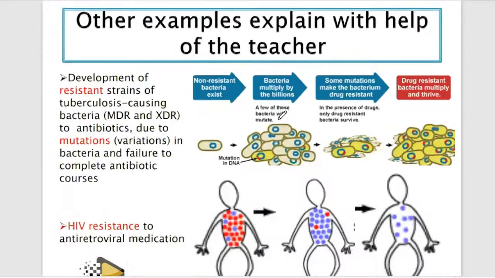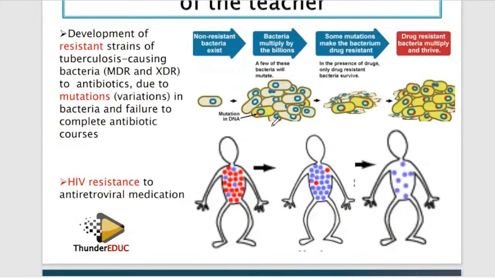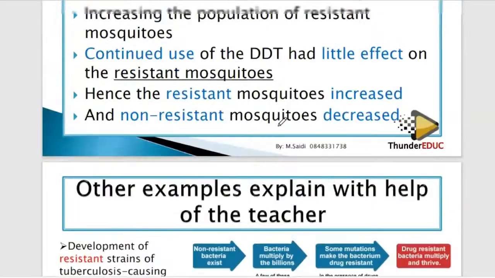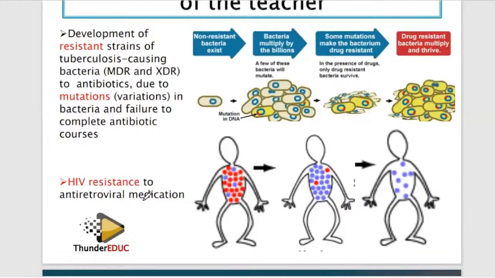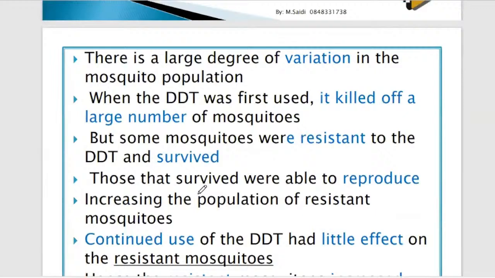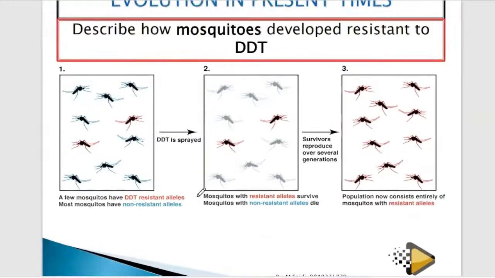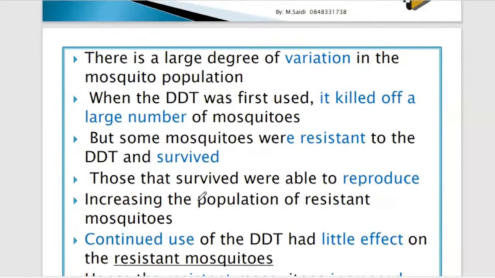Guys, let's wind up with this so that we finish up with natural selection, and I show you how to remember the names of the scientists who discovered those. Present evolution can be brought into theories: use of DDT on mosquitoes, use of antibiotics on bacteria, or use of antiretrovirals, ARVs. All of them work the same way, by natural selection. When you talk about evolution in present time, it's about resistance.